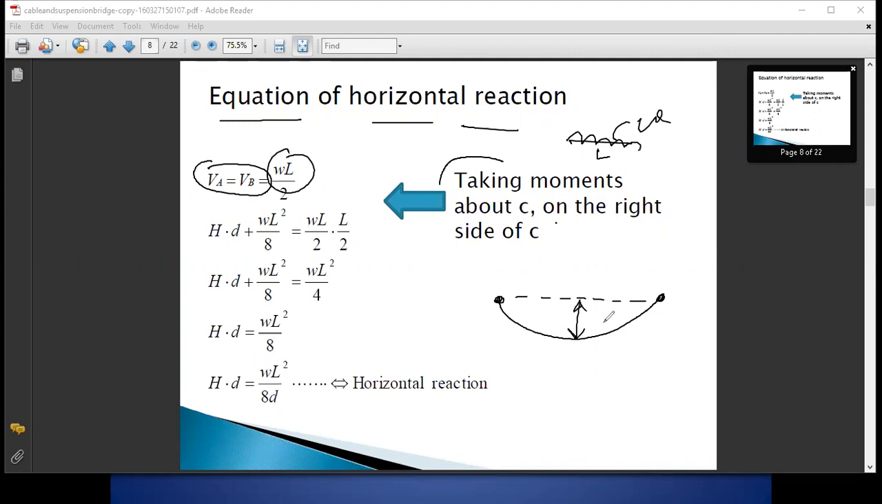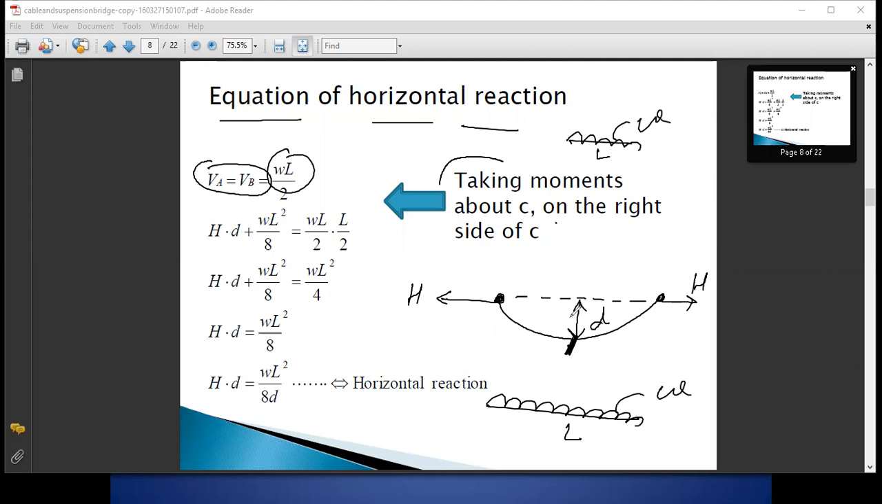This is your vertical distance, that is D, that is called a sag, right? Horizontal reaction, right? And the UDL is there. W, span is your L. Okay, so this is your H.